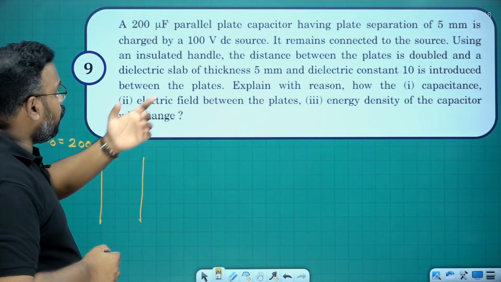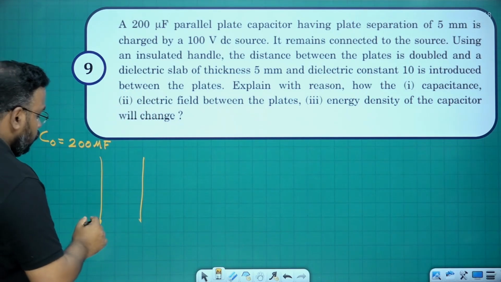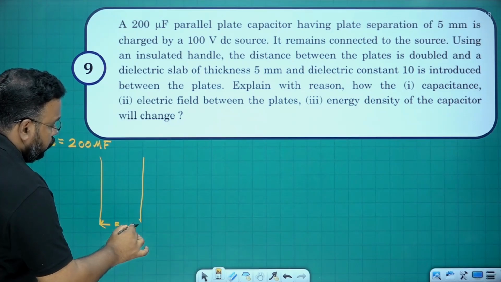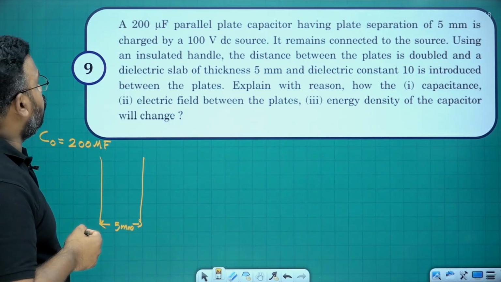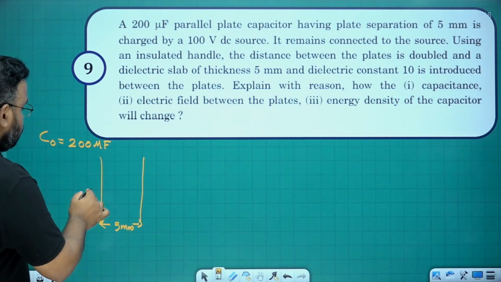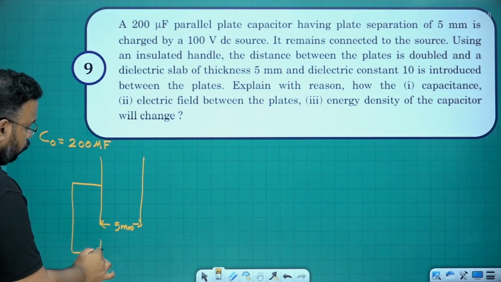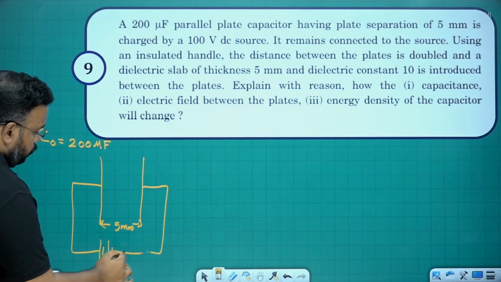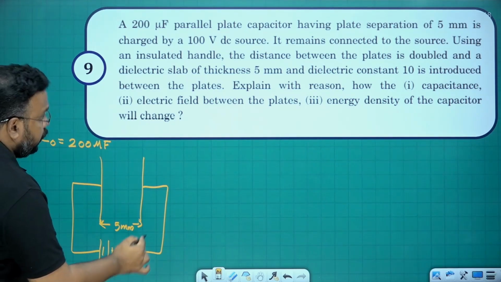Okay. Plate separation is given as what? 5 millimeter. So this distance is given as 5 millimeter. And this is connected to a 100 volt DC source. Okay, there is a potential of 100 volt.